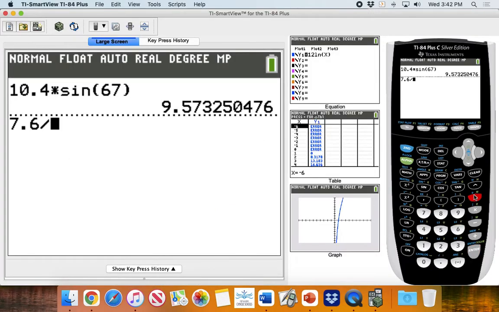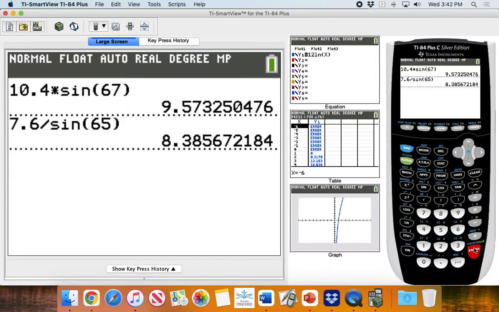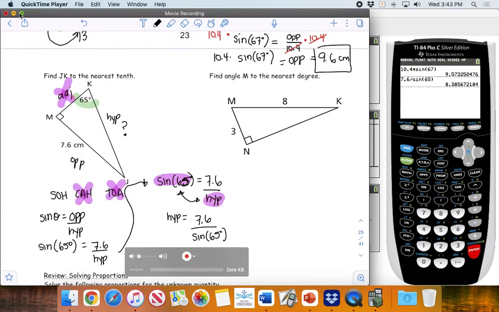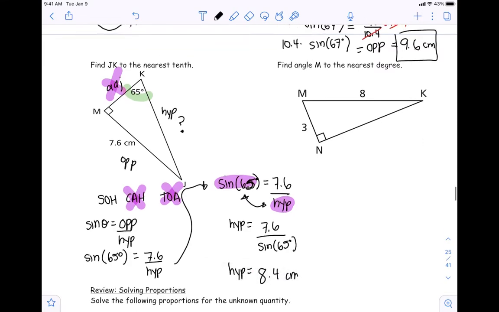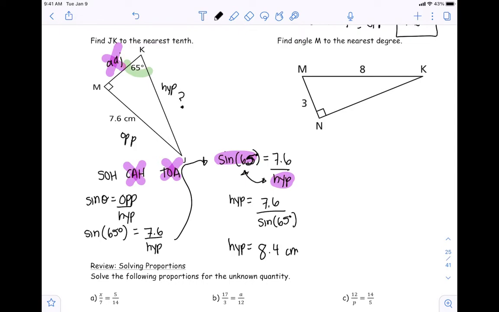7.6 divided by, in your calculator, sine 65. Your answer should be, to the nearest tenth, your hypotenuse is going to be 8.4, and that's going to be in centimeters. So I round to one number after the decimal, which needs to go up because of the 8 right next to it. So 8.4 centimeters is your answer. Okay, so make sure you take a moment to copy this down, show your steps. So your final answer is 8.4 centimeters.